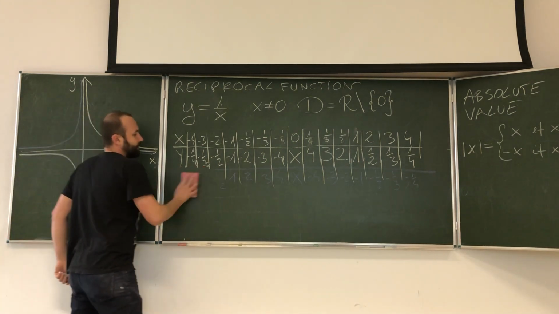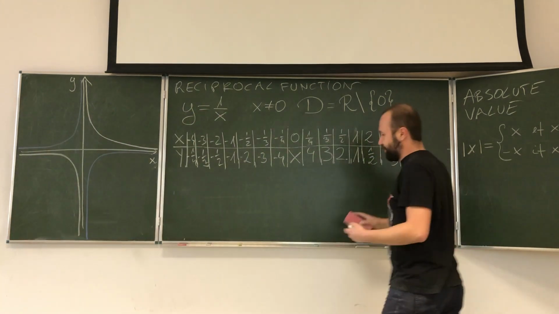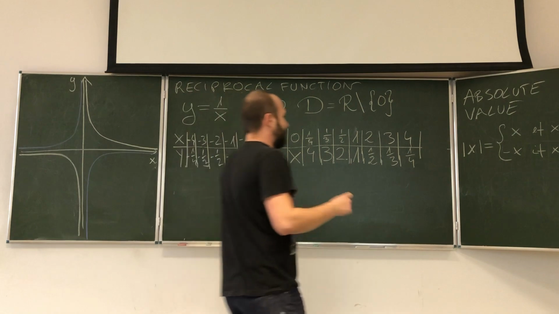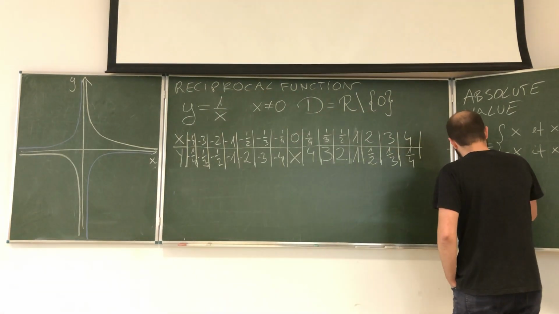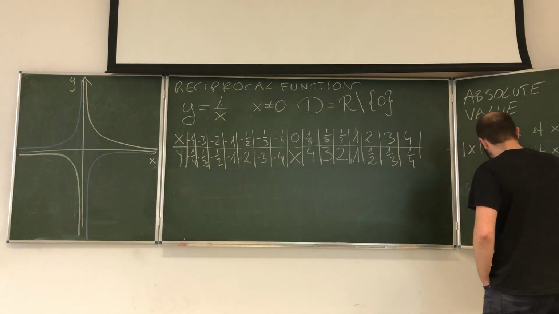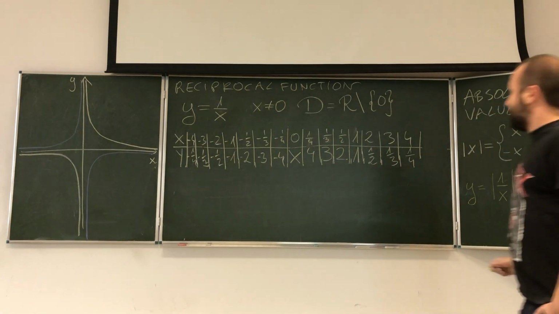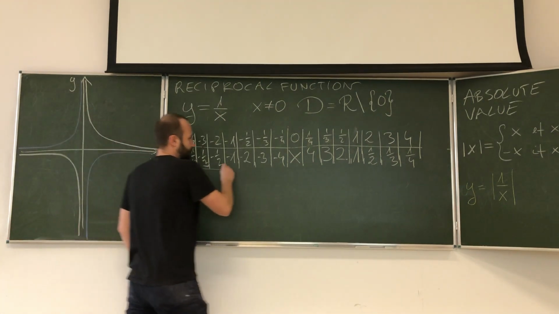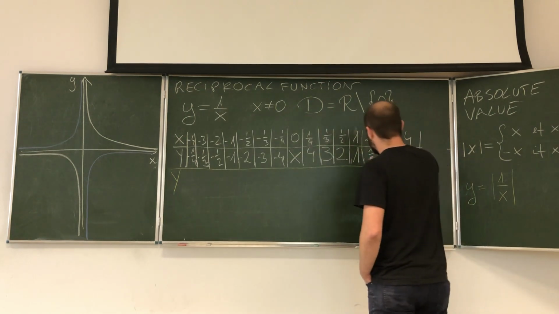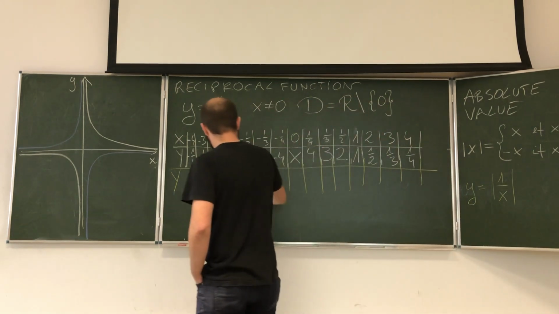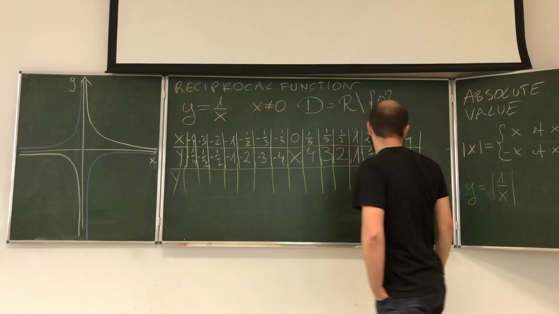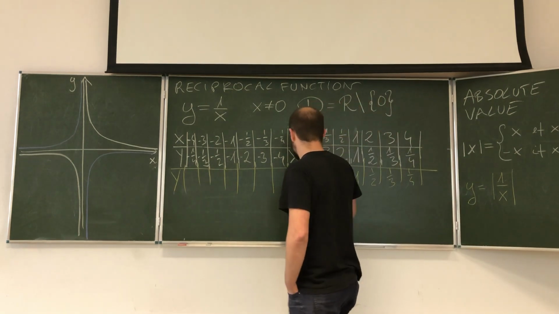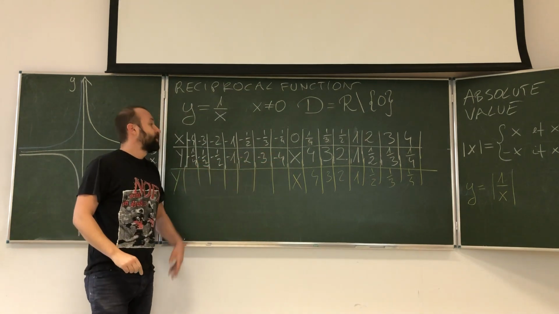Okay, again, let's see now what would happen with our reciprocal function if I want to draw a function y equals absolute value of 1 over x. Okay, so what's going to happen now? Well, all the positive numbers should stay the same. 1 over 4, 1 over 3, 1 over 2, 1, 2, 3, 4, nothing here. All the negative numbers should become positive.